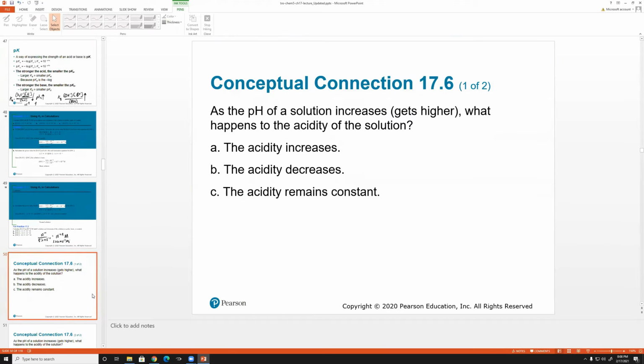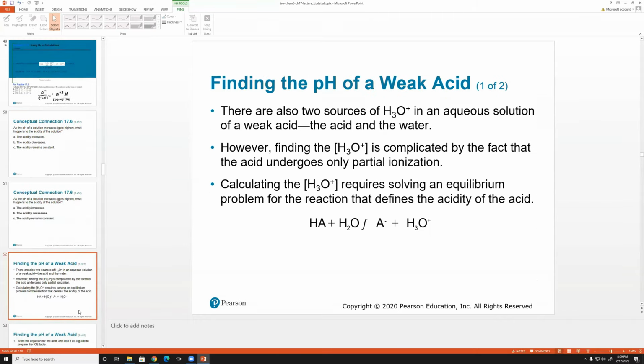As the pH of a solution increases, what happens to the acidity of the solution? B, good, decreases. pH goes up, that means more OH, more basic, less H plus, less acidic.